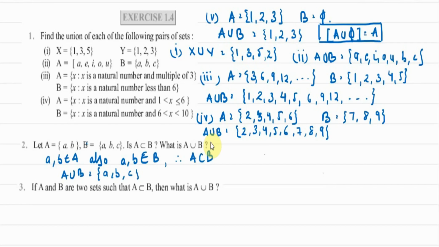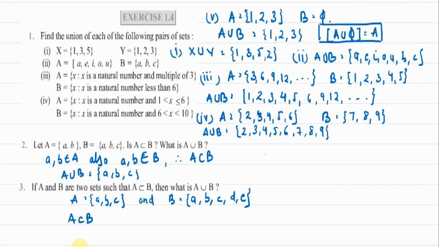Now next question, A and B are two sets such that A is a subset of B, as we had in question number 2. Then what is A union B? So we are to take the same example. Let A be equal to {a, b, c}, and let B be equal to {a, b, c, d, e}. So I've just modified the example a little bit. So now I am writing down that A is a subset of B.